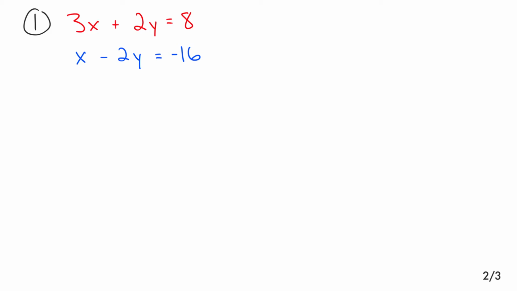First, I got a system for you. It's 3x plus 2y equals 8, and x minus 2y equals negative 16. Before I explain the elimination technique, I want to explain where it comes from. It's technically still a variation of the transitive property of equality, but I want to take it a step further.